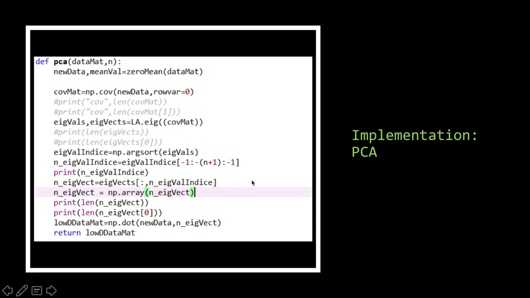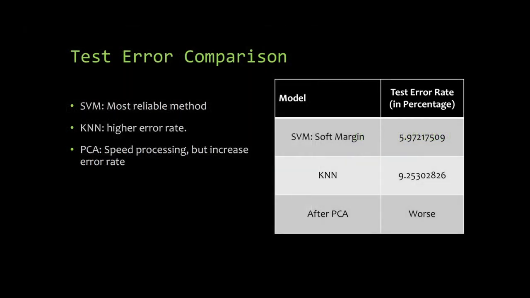This is our implementation of principal component analysis. Using NumPy, we can easily compute the covariance matrix and its corresponding eigenvalues and eigenvectors. The results of the tests are a little surprising. Soft margin support vector machine appears to be the most reliable method, which gives us around 5.9% error rate. However, KNN produces a higher error rate. It gives us around 9.2% error rate.